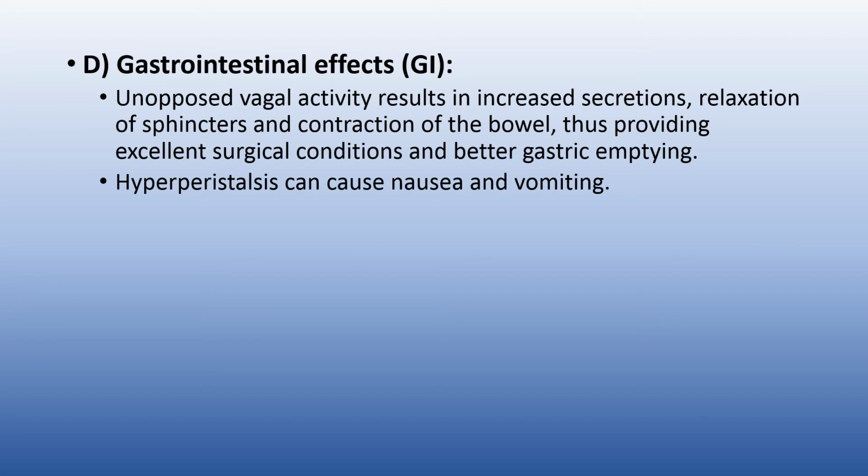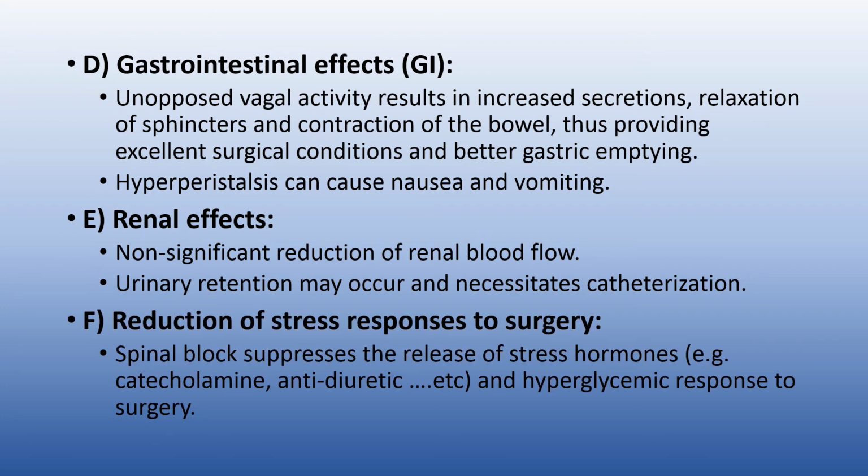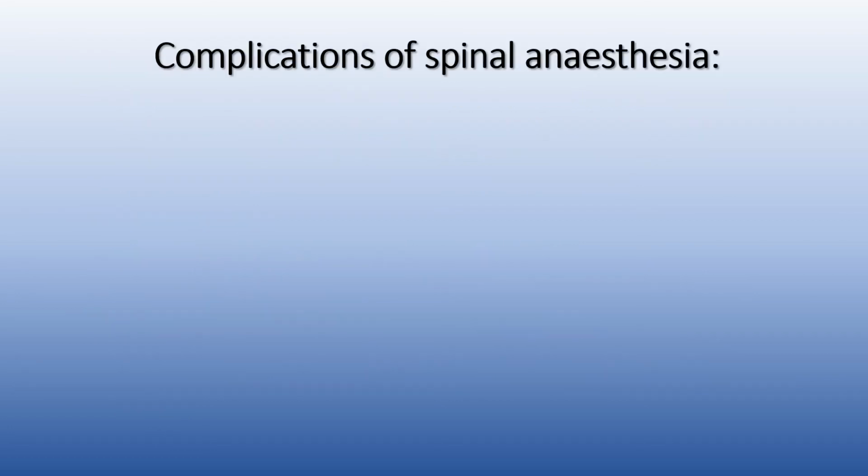Hyperperistalsis can cause nausea and vomiting. Regarding the renal effect, no significant reduction of the renal blood flow occurs, but urinary retention may occur and necessitate catheterization. Reduction of stress response to surgery, because spinal anesthesia blocks and suppresses the release of stress hormones, for example the catecholamines, the antidiuretic, and also the hyperglycemic response to surgery.